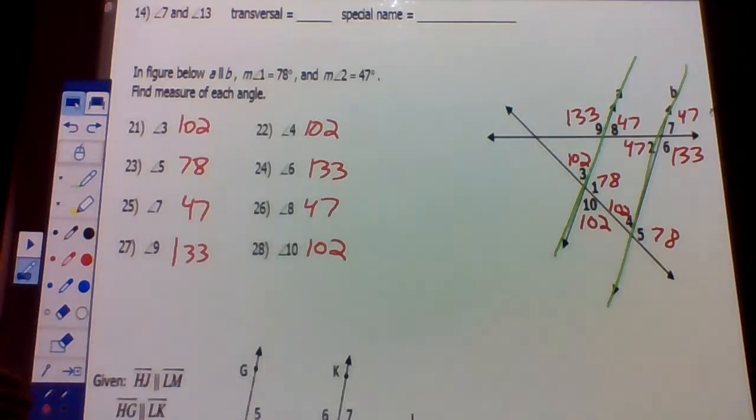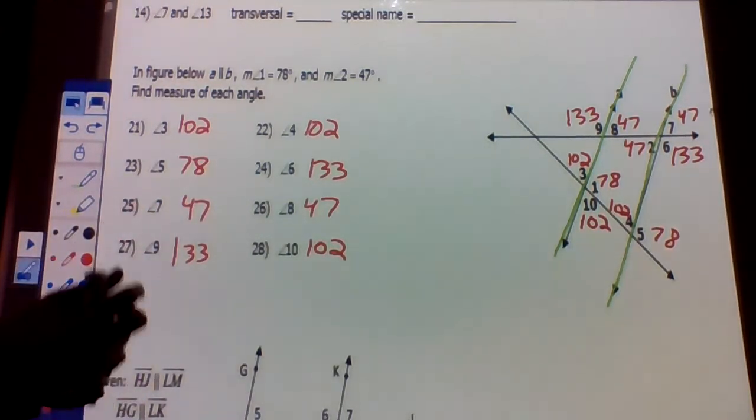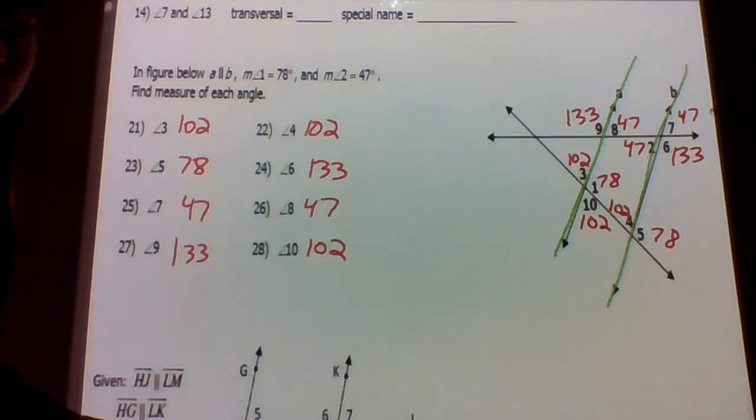Okay, so that's all the problems on the review that are not proofs. There'll be a separate video that I'll do for proofs. It'll take a little bit of time.